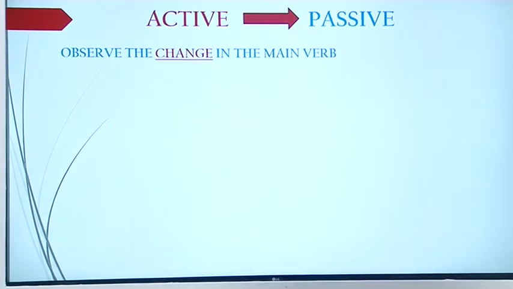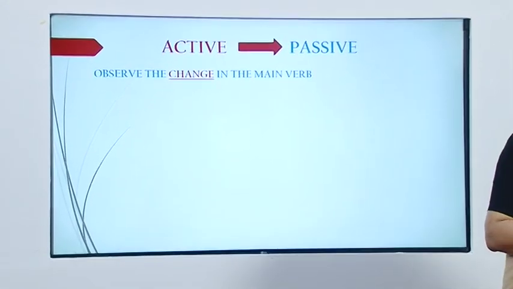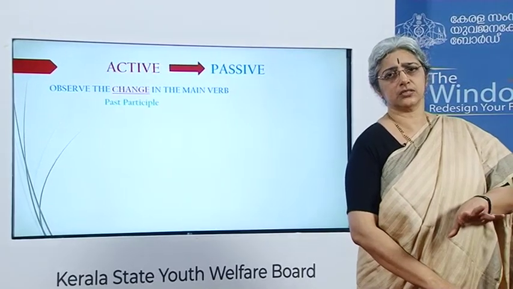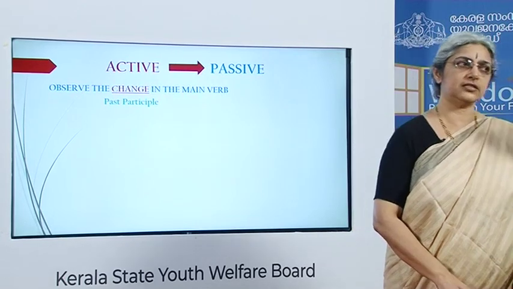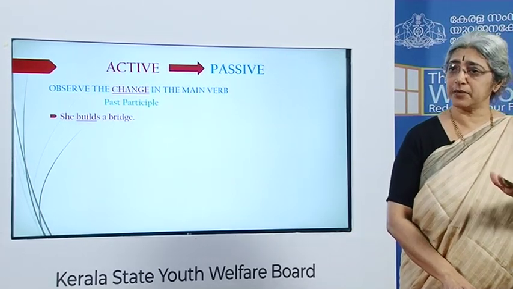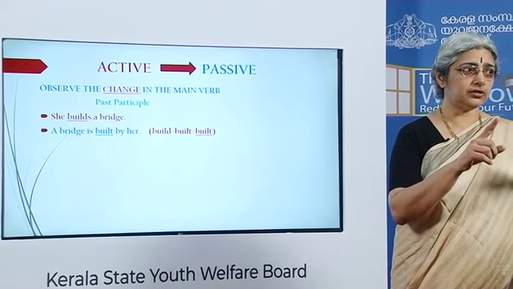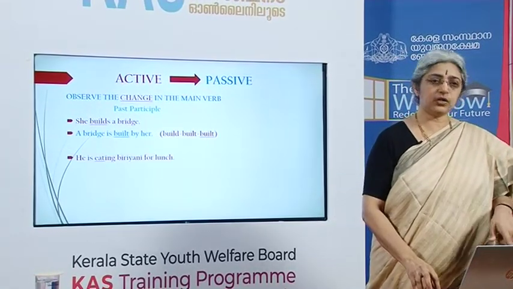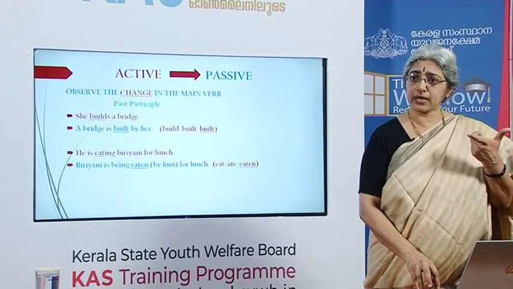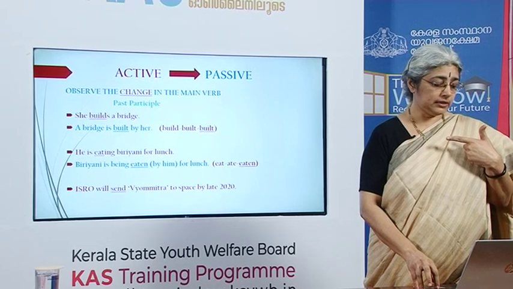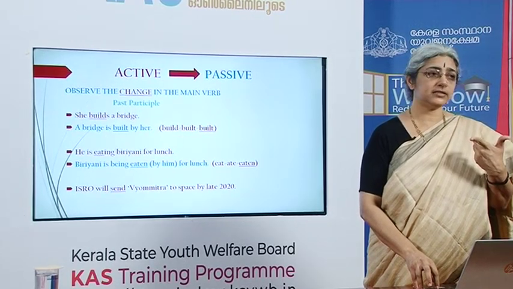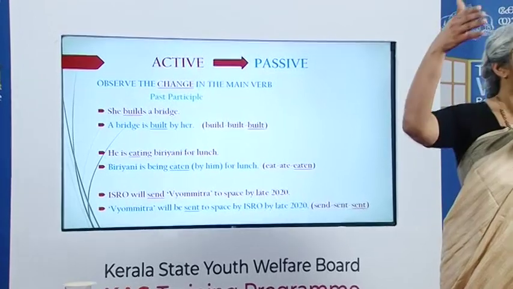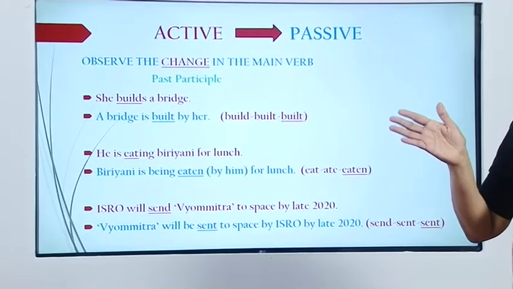All right, this is just a kind of recap once again. Notice that there is a vital change in the main verb. It is always a past participle form. I am going to take you through the sentences that we have already done, sentences for which you gave me the correct passive forms. She builds a bridge, the verb is builds, and it has become built, past participle form. Now, if the verb is eat, it has become eaten. Isro will send, send will become sent. So, in all these sentences, when you convert from active to passive, it is always that third form. I am talking about the main verb, all right.